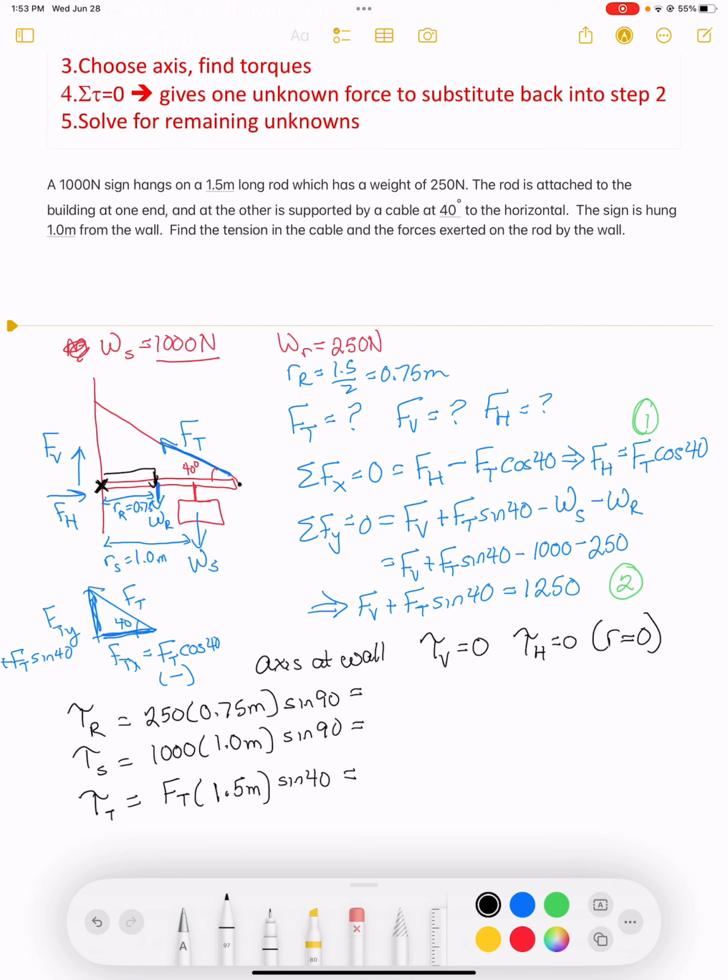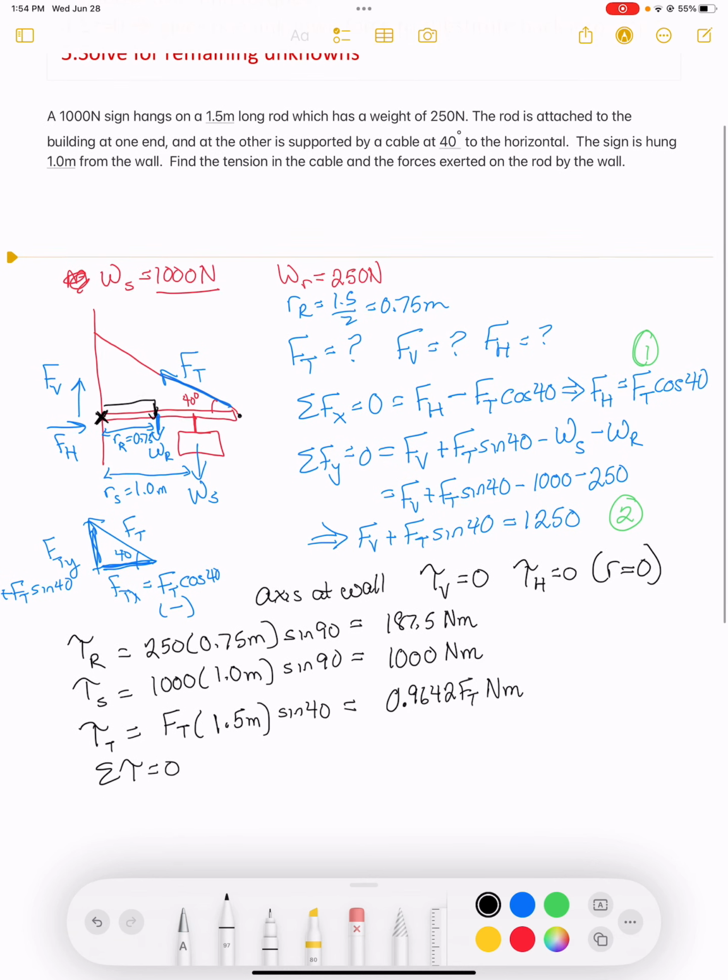All right, so now I can plug that into my calculator and calculate the numbers. So the torque from the rod is 187.5 Newton meters. The torque from the sign is 1,000 Newton meters. And the torque from the tension, well, I don't know the force of tension, so I can only do 1.5 times sine of 40. I get 0.9642 times whatever the force of tension is, Newton meters. Okay, so the net torque has to be equal to 0.